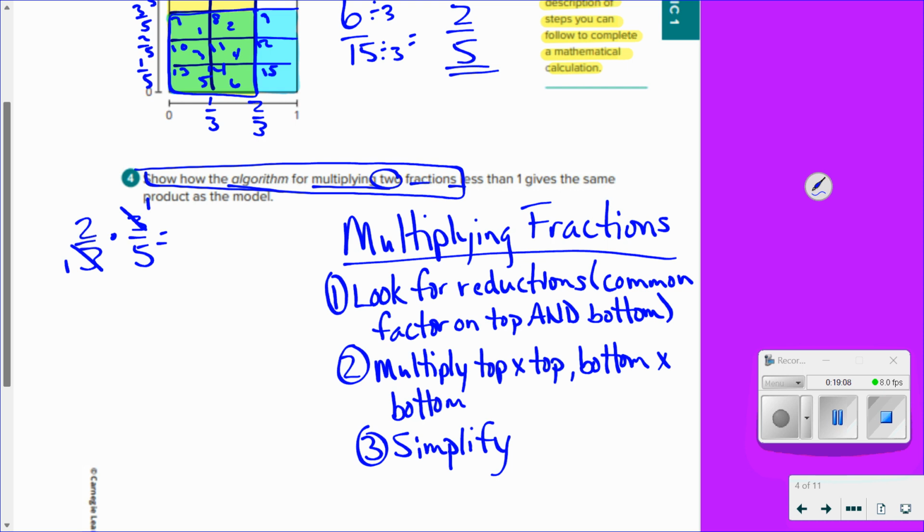Step 2, multiply top times top. 2 times 1 is? 2. Bottom times bottom. 1 times 5 is? Did I get the same answer I expected? Yeah?